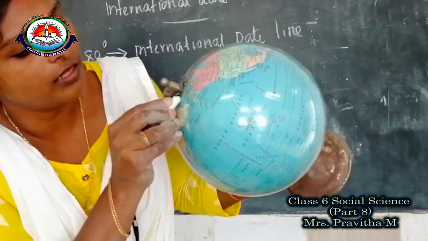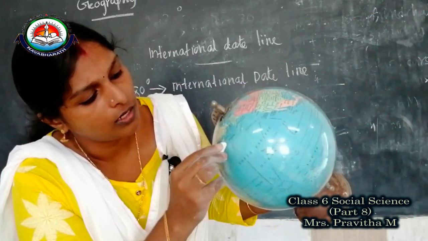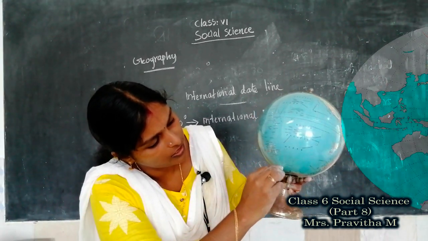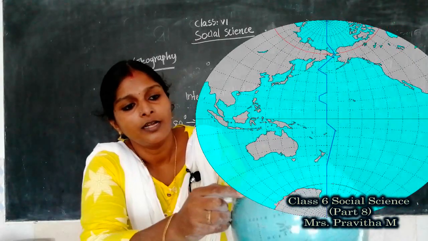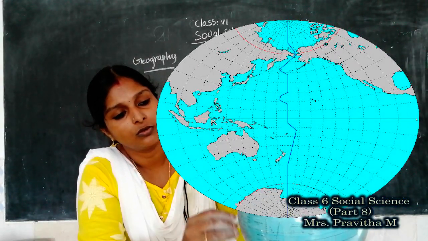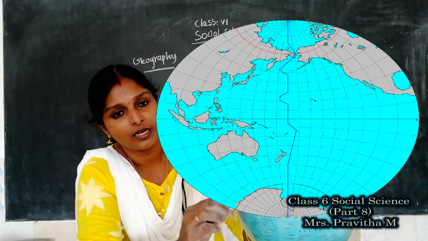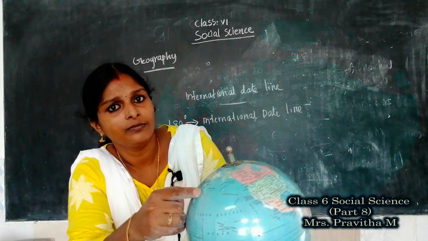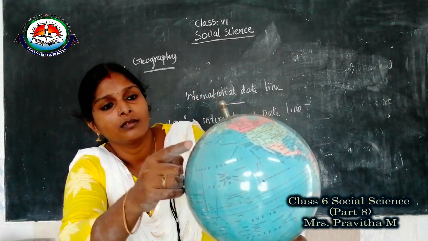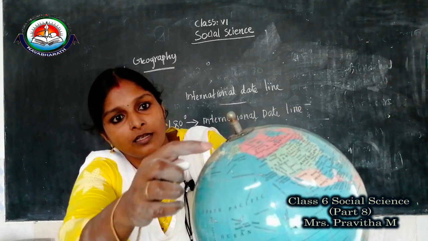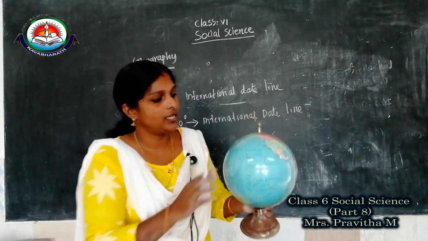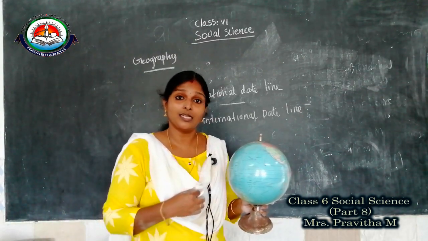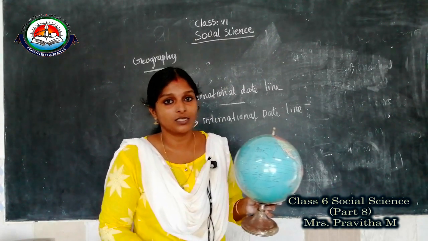I will draw this with this chalk. While drawing, you can see children, this is the international dateline. Other longitudes are straight vertical lines. But did you see any change in the international dateline? Just look for any changes. Sometimes in the globe you can't see. Anyway, I will tell you children, the international dateline is not a straight line. All other longitudes are straight lines, but the international dateline is not a straight line.